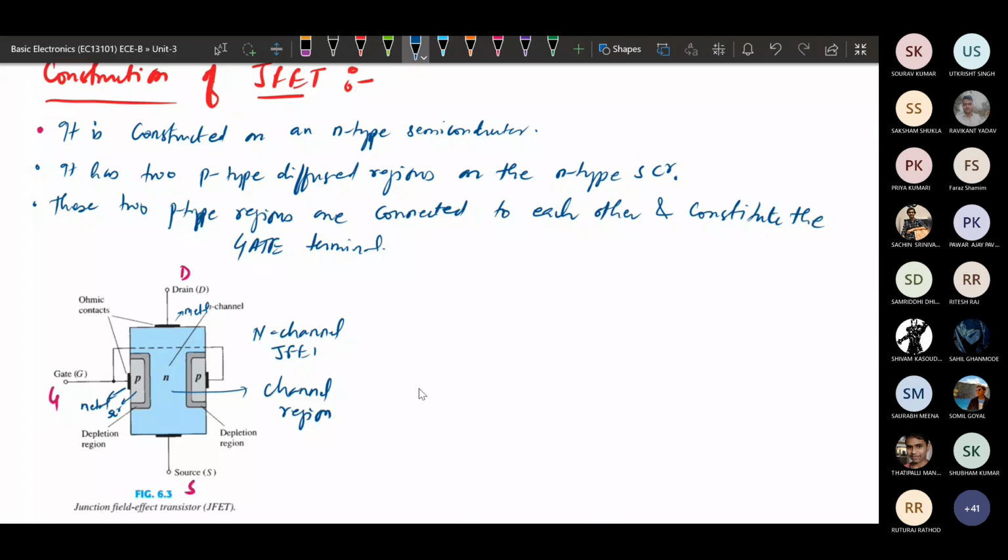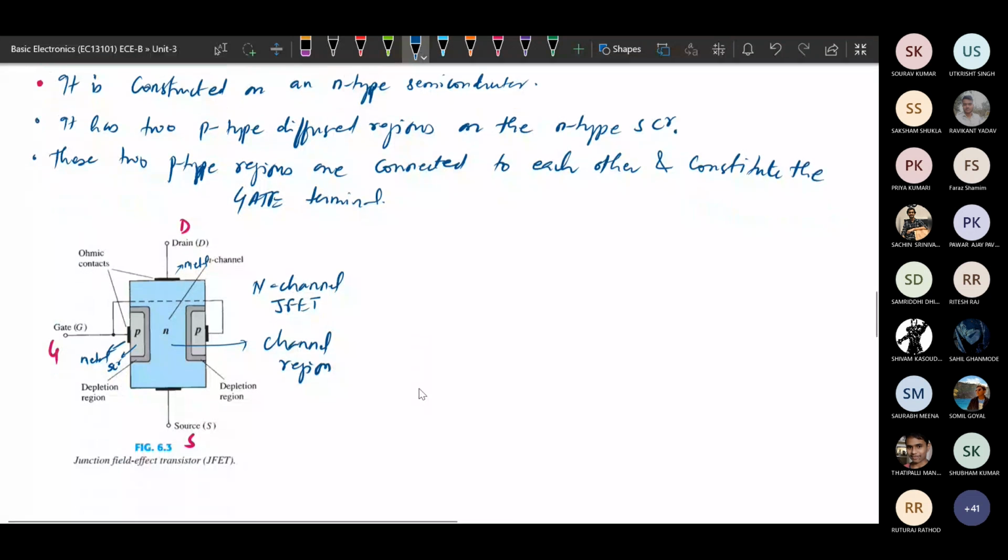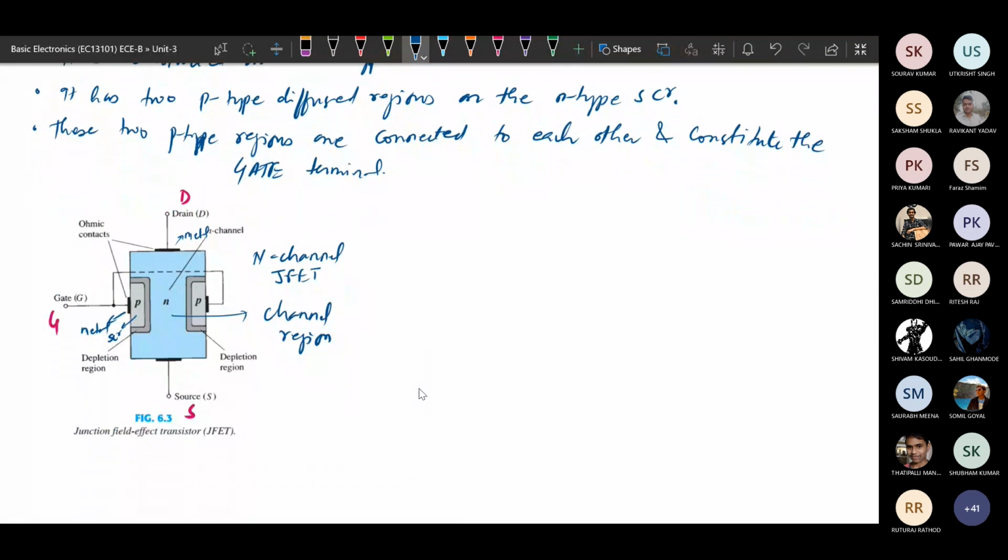So it is an n-channel JFET. Here, different terminals are there. One is the gate. What is the use of this gate? This gate terminal is the terminal that is going to control the current flow. Whatever current flows through this channel will be controlled by this gate terminal.